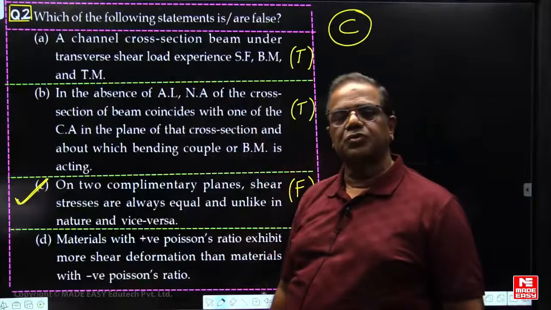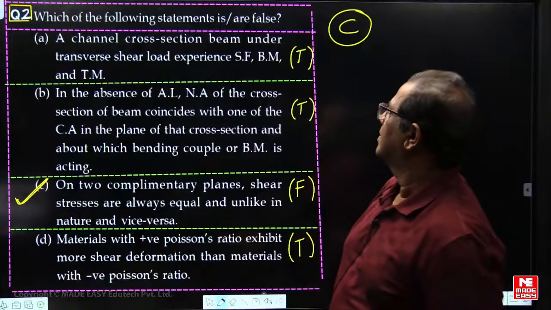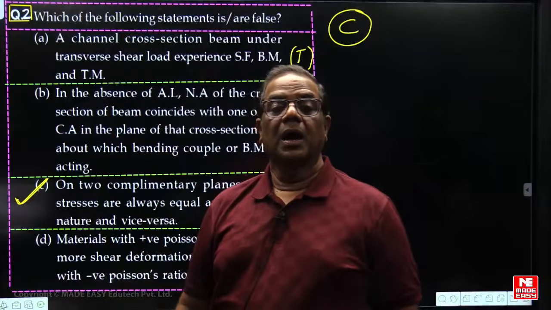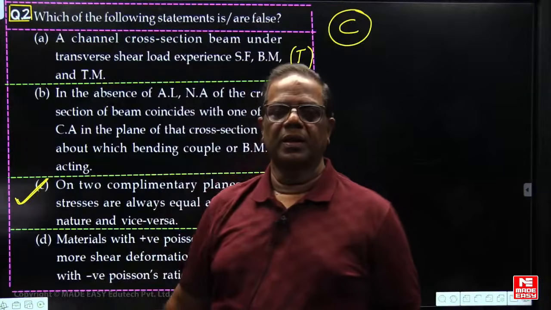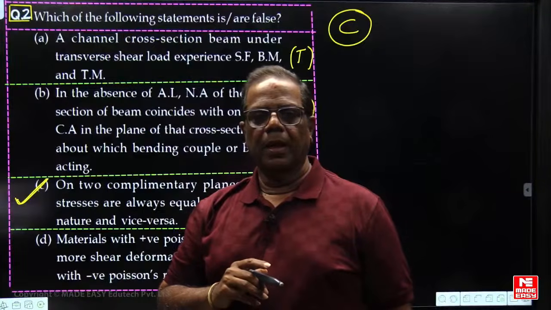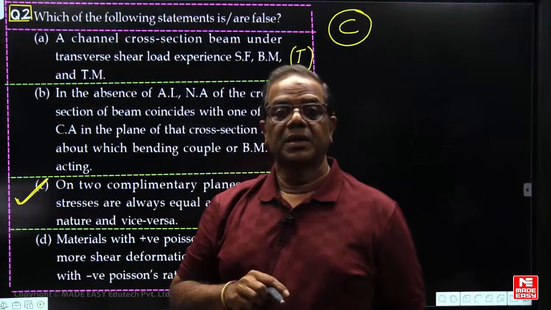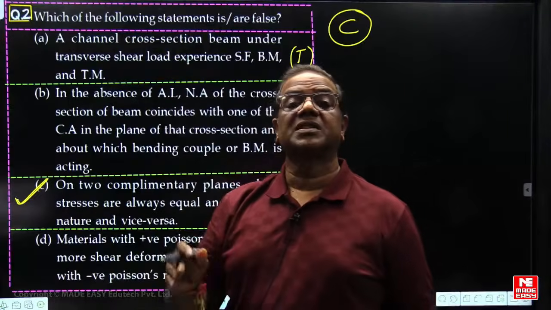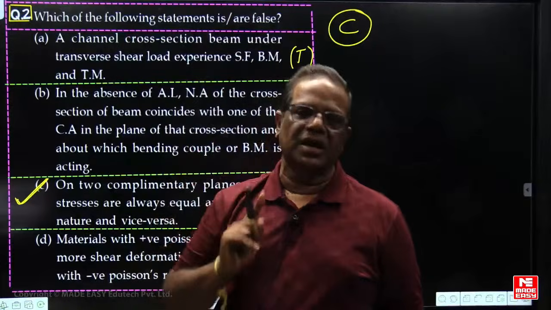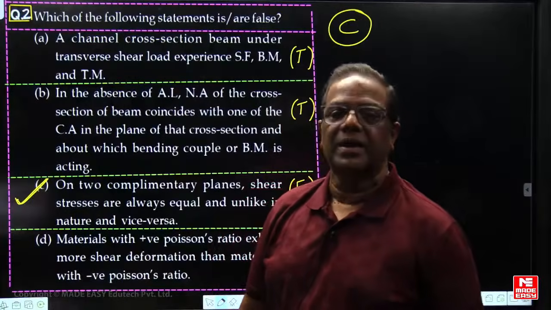So why is the first statement true? Channel cross section. Channel cross section is what a C section is, unsymmetric about VCA. Generally under transverse shear load you are getting shear force and bending moment. Under transverse shear load कब आपको shear force and bending moment मिलेगा? When centroid and shear center coincide हो जाए तो, shear center and centroid coincide हो जाए तो आपको cross section is subjected to only shear force and bending moment.